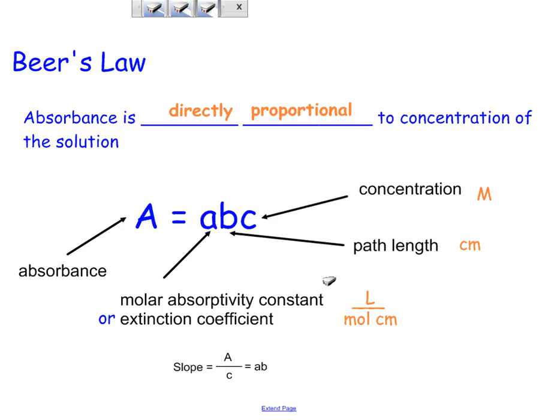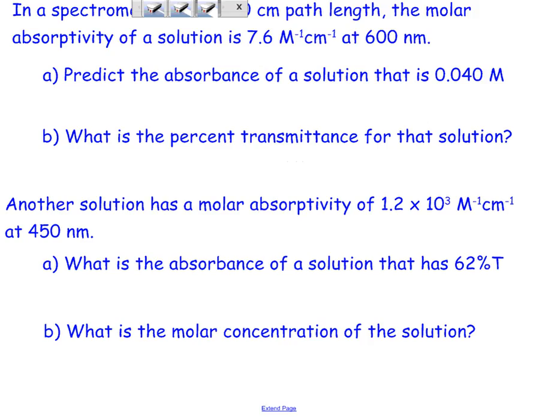Now, if we look back at what we saw before with slope, slope is absorbance over concentration, which is the molar absorptivity times path length, and for us, path length is 1. So it's really easy to find this constant by just graphing absorbance versus concentration. So let's try a couple of problems.